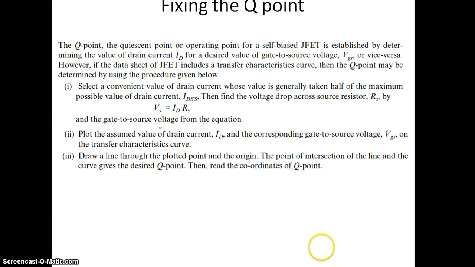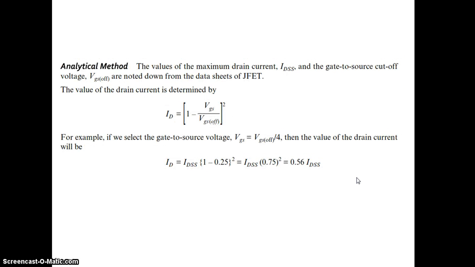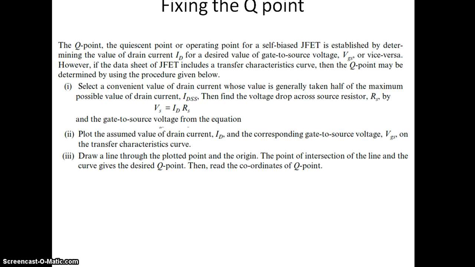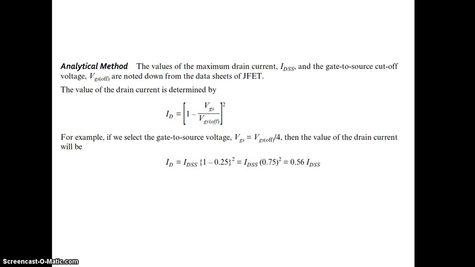So plot the assumed value of the drain current and the corresponding gate to source voltage. Draw a line through the plotted point and the origin. So that point is selected as the Q point. Okay. So we can fix this Q point through this method or the analytical method. Coming to the analytical method, first IDSS is determined, and from the IDSS the value of drain current is determined by ID equal to IDSS times (1 minus VGS by VGS(off)) the whole square. Okay. So from this we find the drain current.